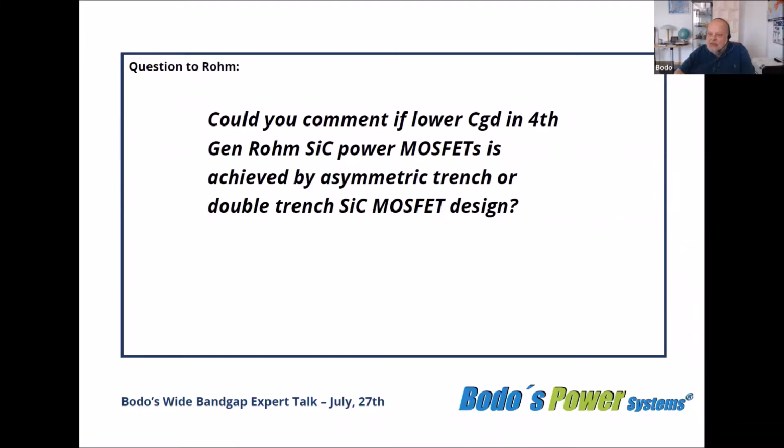Okay, could go to the next question. Could you comment if lower CGD in the fourth gen of Rohm's SiC power MOSFETs is achieved by asymmetric trench or double trench SiC MOSFET design?